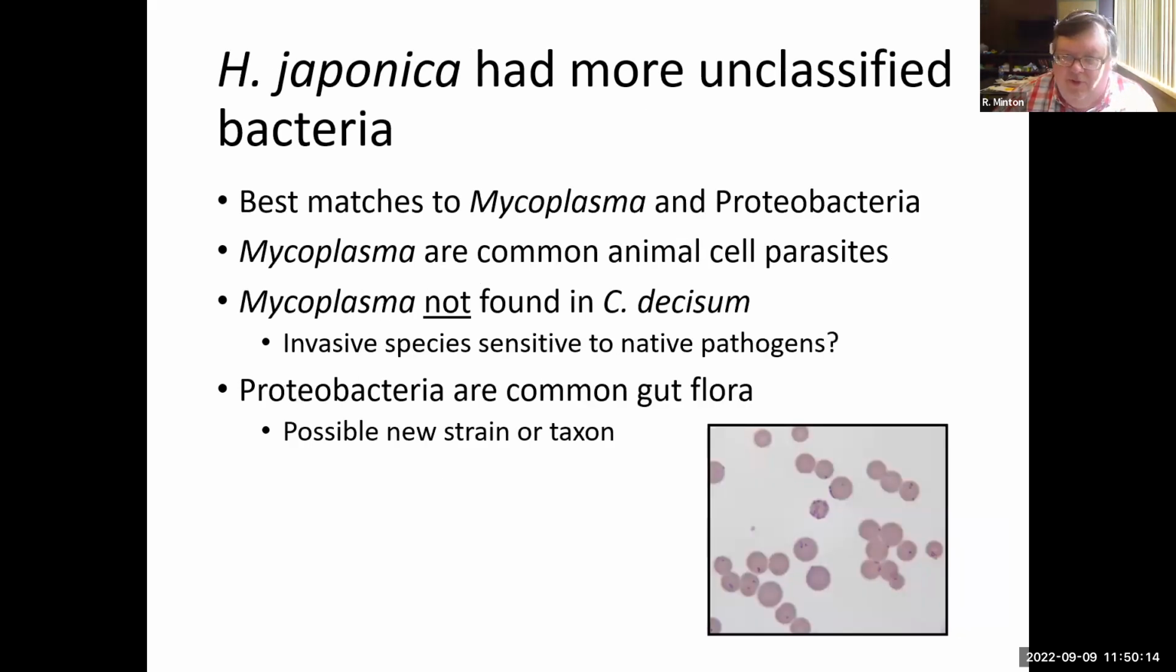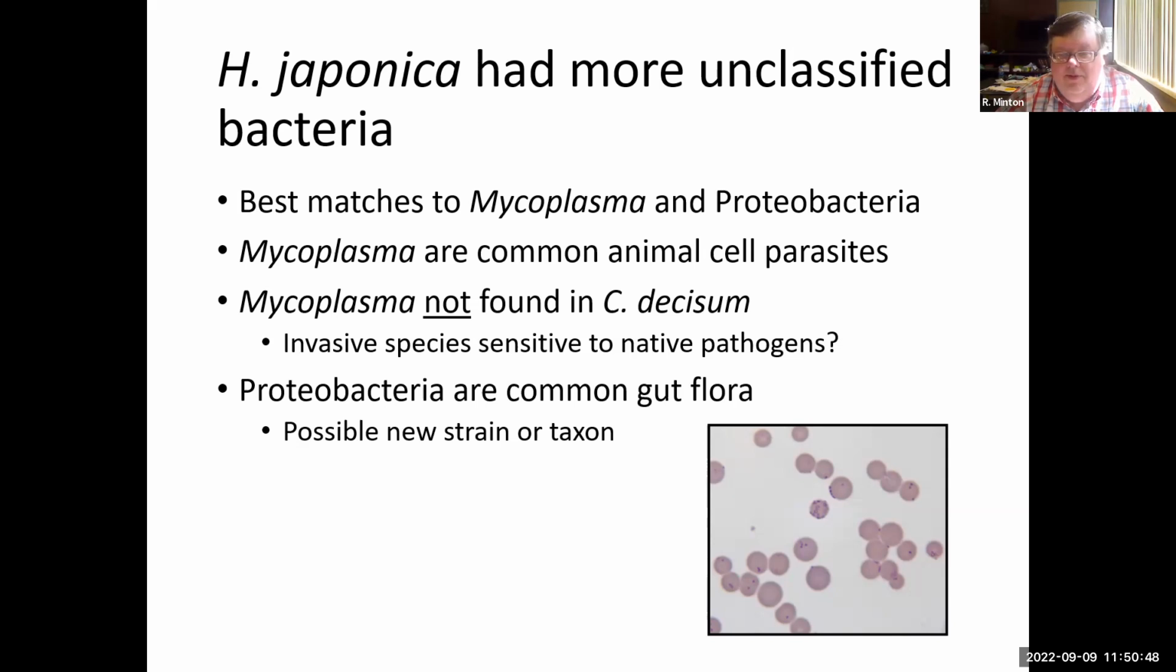The invasive species had more unclassified bacteria in its microbiome. And again, of those unclassified things, mycoplasma and sort of these generic proteobacteria came out as highly abundant. Mycoplasma are common animal cell parasites. If you've ever done cell culture in the lab, the one thing you fear most is a mycoplasma infection. They're extremely small, and they can spread very, very easily.